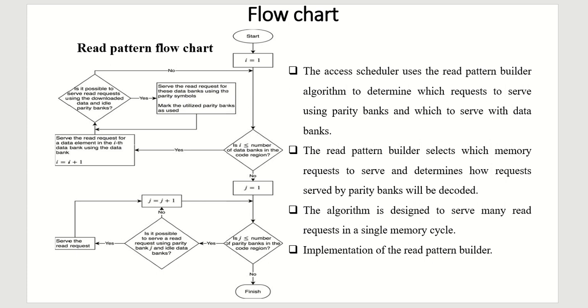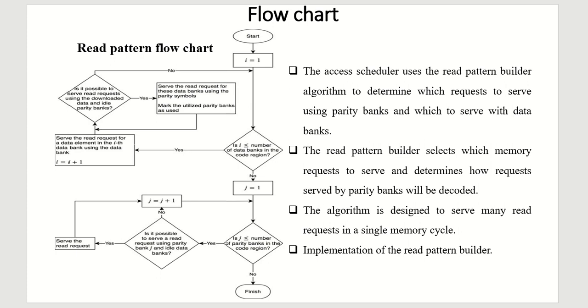And we have both operations in RAM, right? Read and write operations. In a read operation, the scheduler uses the read pattern algorithm to determine which bank to serve. Bank is nothing but the memory. The read pattern builder selects the memory requests to serve and determines how requests served by the banks will be decoded. The algorithm is designed to serve many read requests in a single memory cycle. This is all implemented in the read pattern only.